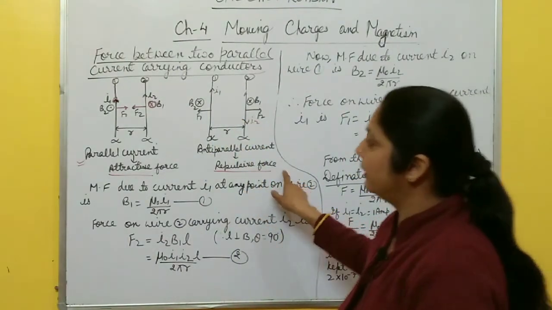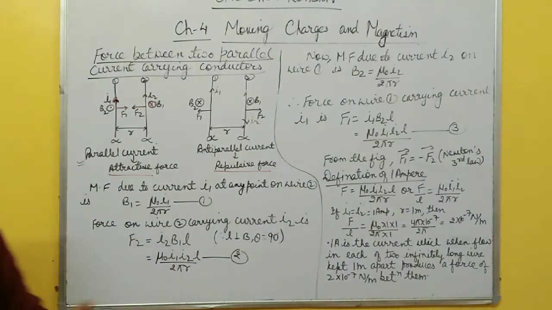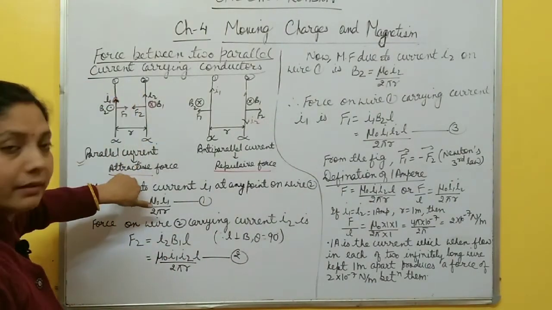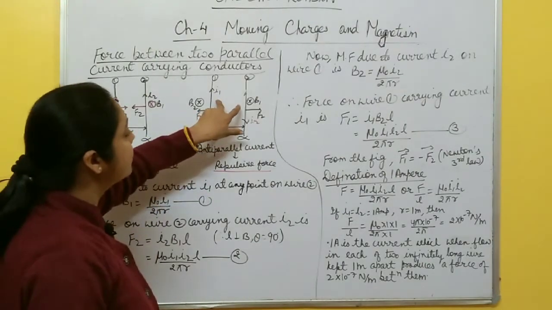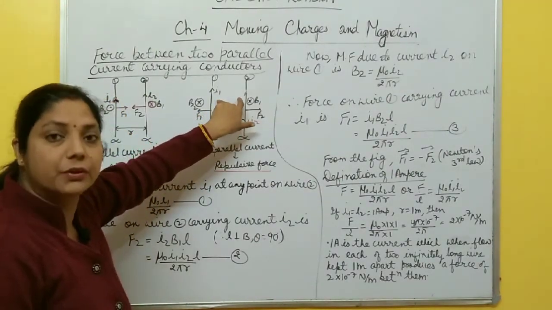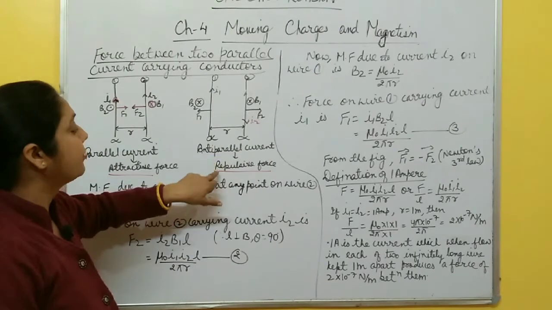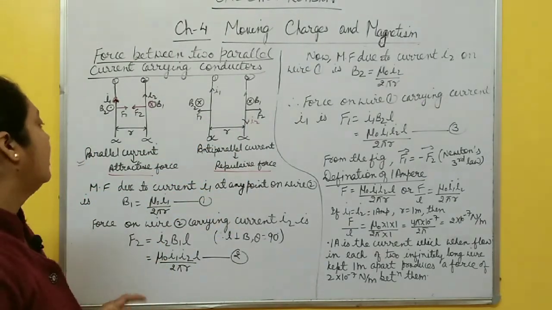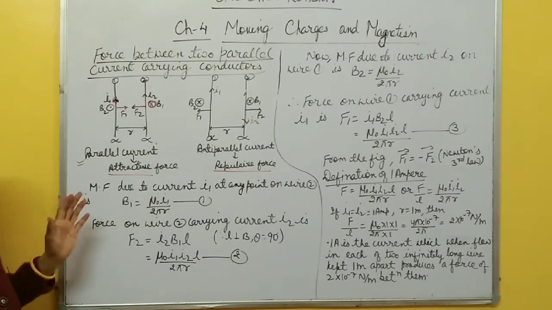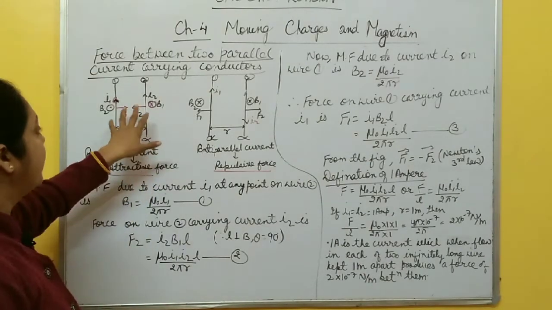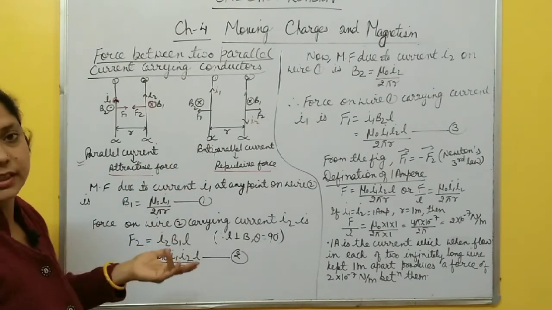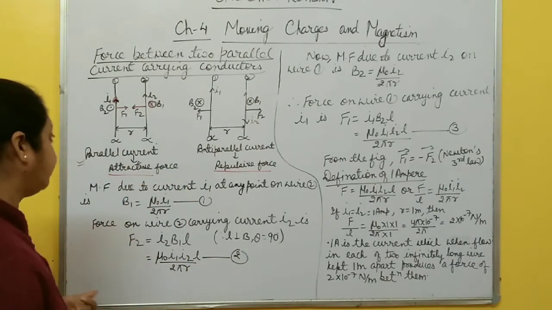Is it clear? If a current is flowing in the same direction, then the force between the two conductors is attractive in nature. If the current is flowing in opposite direction between two parallel conductors, then force between the two conductors is repulsive in nature, right? Now what is the value of that force? Force magnitude is same, only if direction of current is reversed, then force also changes its nature, right?